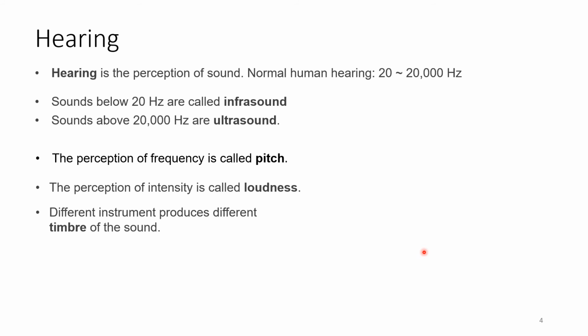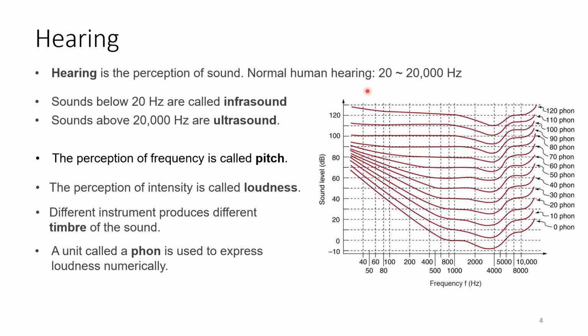A unit called a phon is used to express loudness numerically. Phons differ from decibels because the phon is a unit of loudness perception, whereas the decibel is the unit of physical intensity. This graph shows the relationship of loudness to intensity level and frequency for persons with normal hearing. If we know the frequency and intensity level of a sound, we can determine its loudness in phons using this graph.